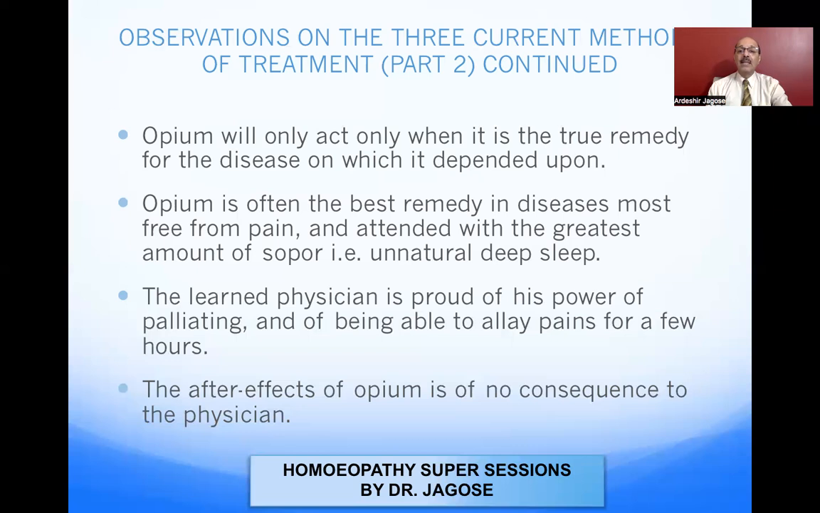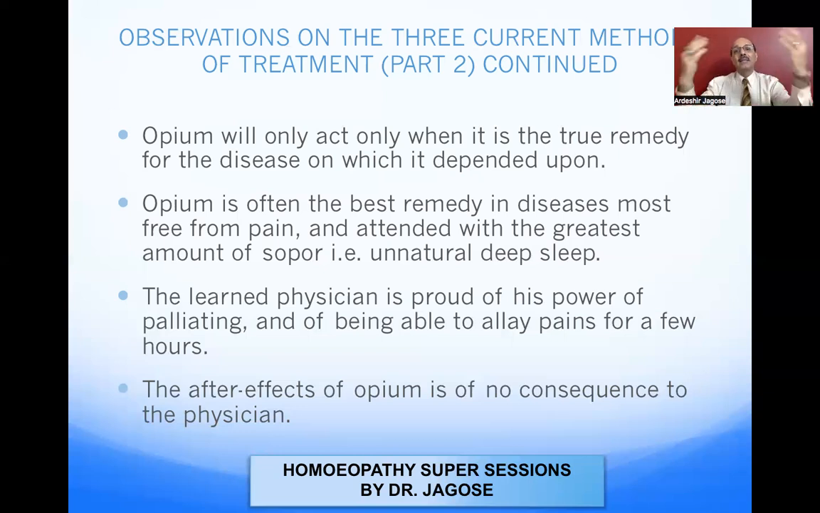Opium is often the best remedy in disease most free from pain, and attended with the greatest amount of stupor, that is unnatural deep sleep. So the guiding symptoms of opium are what? Freedom from pain, or painlessness, is a characteristic of opium. And also a great amount of sleep. The learned physician is proud of his powers of palliating and of being able to allay pains for a few hours. So the learned physician of the old school of medicine used to give opium and thought they were palliating the disease by allaying the pain, or the pain subsides for a few hours.